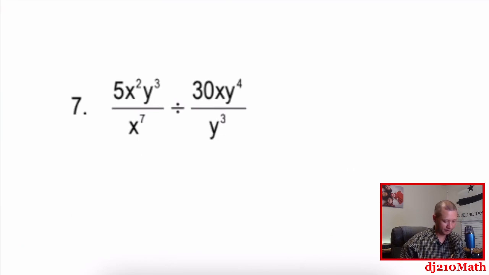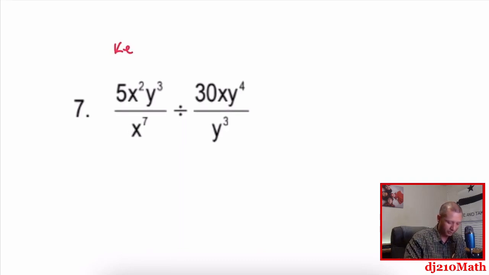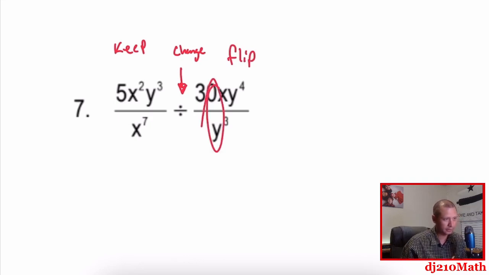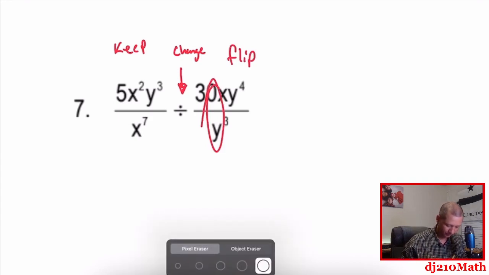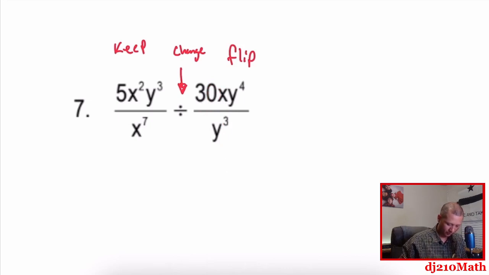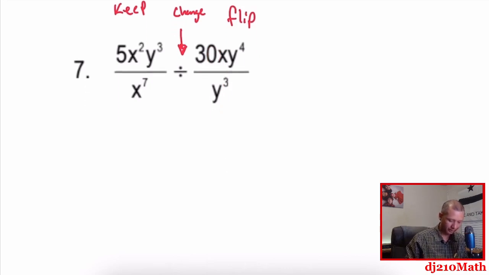All right, number 7. Here's our first case of division. So the idea is we keep the first fraction, we change to multiplication, and we flip the second fraction. So keep, change, flip. That's the idea. All right, so rewriting this thing.